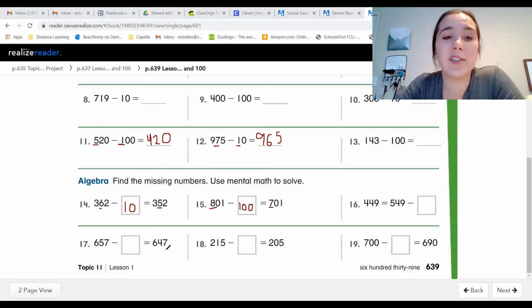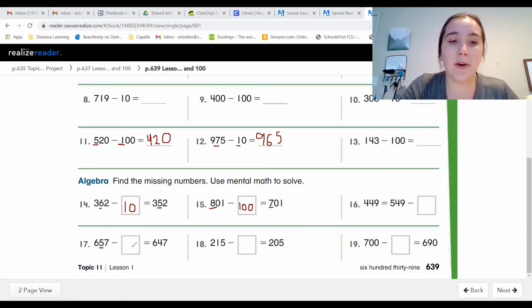657, and then we ended up with 647. Well, our hundreds are the same. Our tens changed though. We had 5 tens and now we only have 4 tens. And our ones stayed the same. So we had 5 tens and now we only have 4 tens.